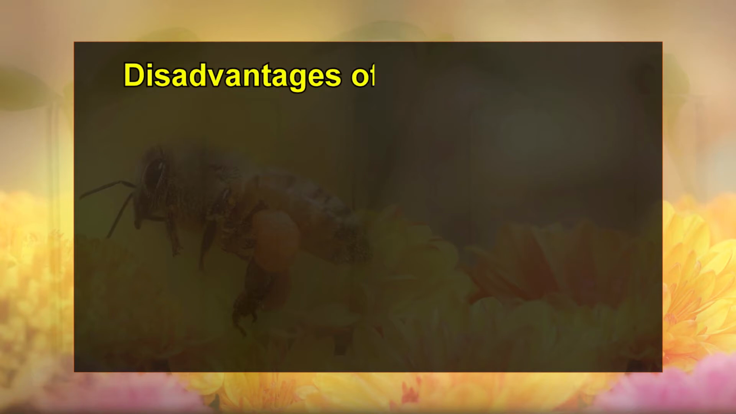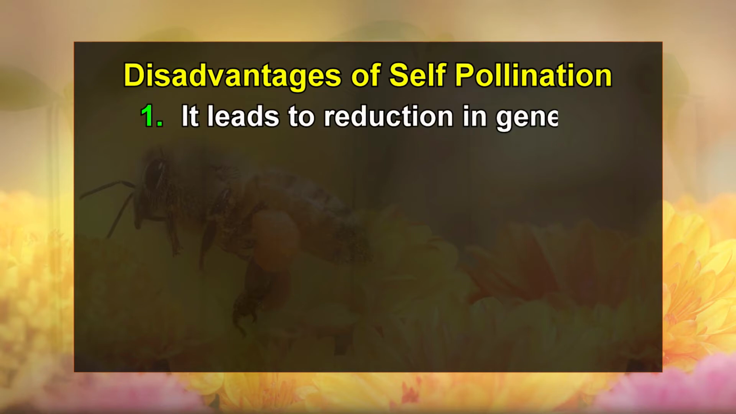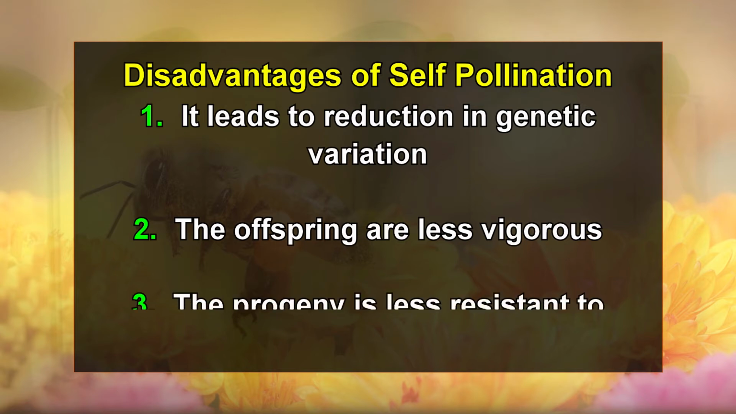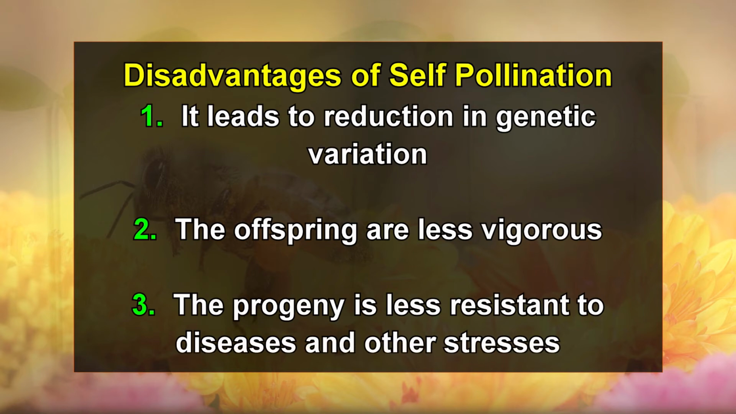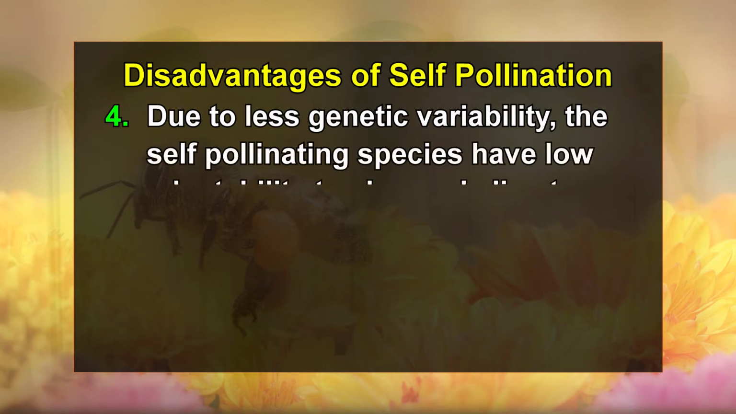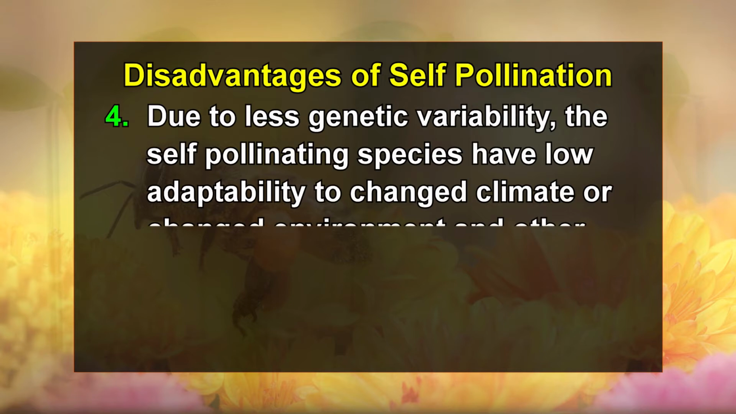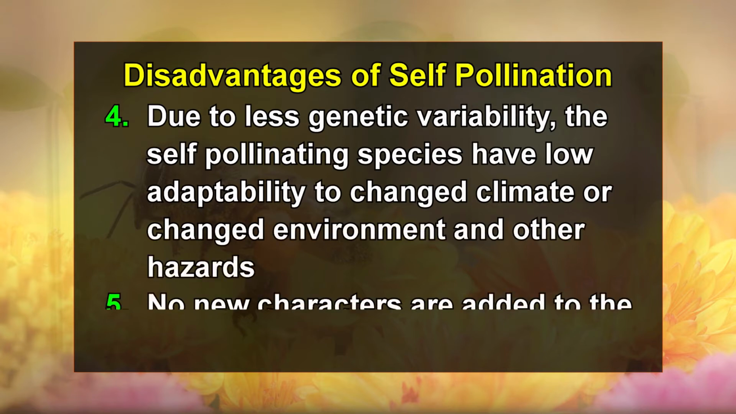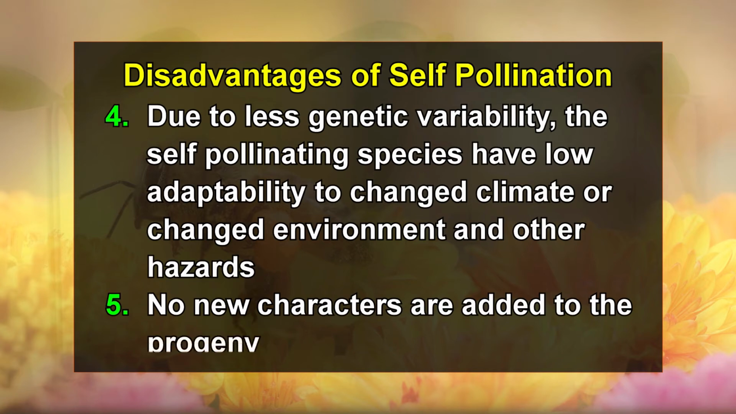But dear students, this self-pollination has certain disadvantages as well. It leads to the reduction in genetic variation. The offsprings are less vigorous. The progeny we get is less resistant to diseases and other types of stresses. Due to less genetic variability, the self-pollinating species have low adaptability to changed climate or changed environment and other hazards. In this, no new characters are added to the progeny.